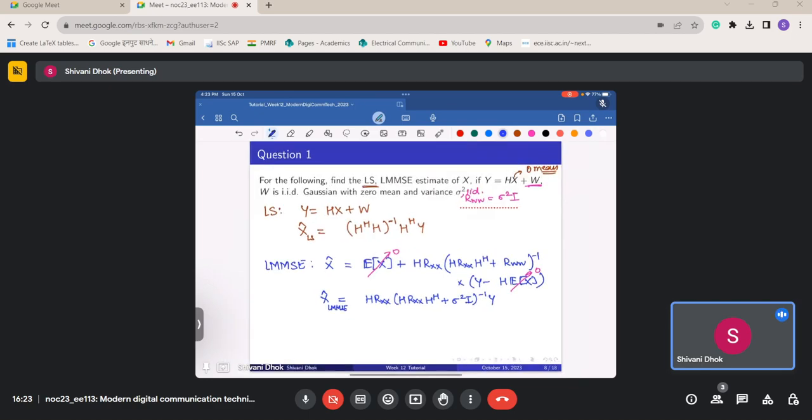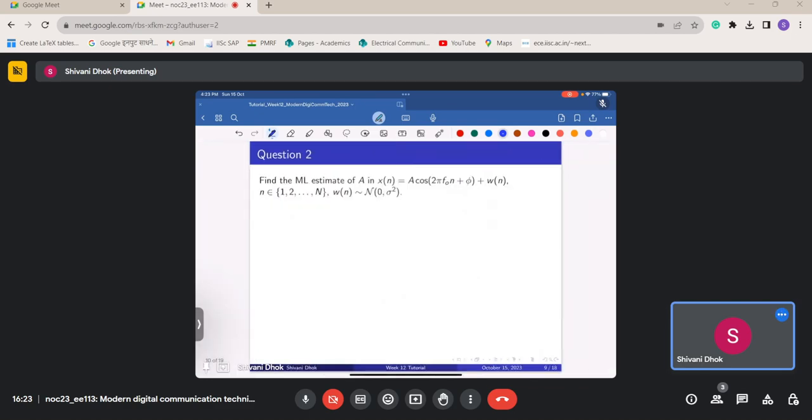Okay, if there are no questions, then I'll go with the next question that I have. What does it say? We need to find the ML estimate of A in xn equal to A cos 2 pi f n plus phi plus wn, where n ranges from 1 to capital N and wn is Gaussian with 0 mean and sigma square variance. So we need to find the ML estimate.